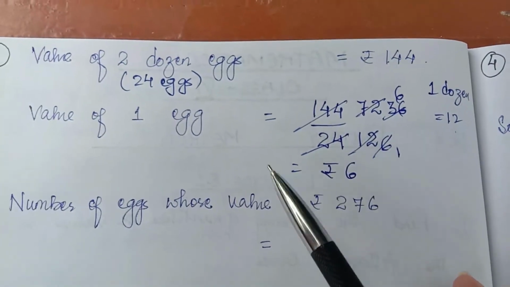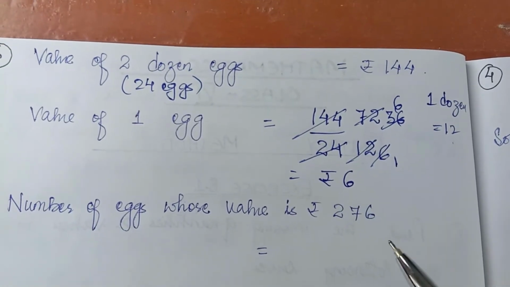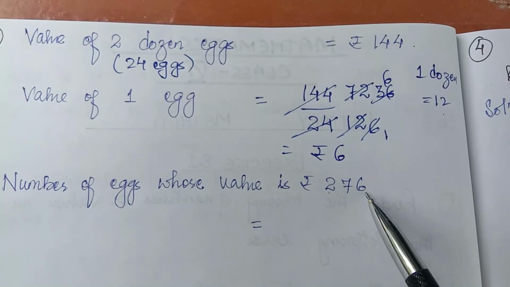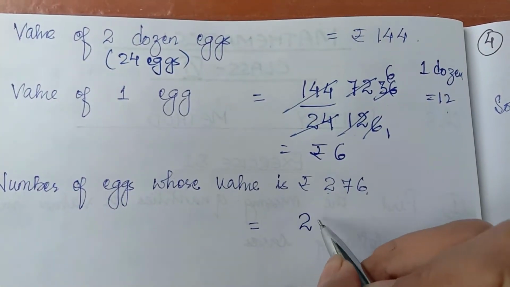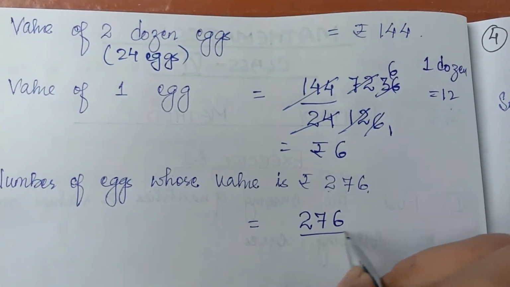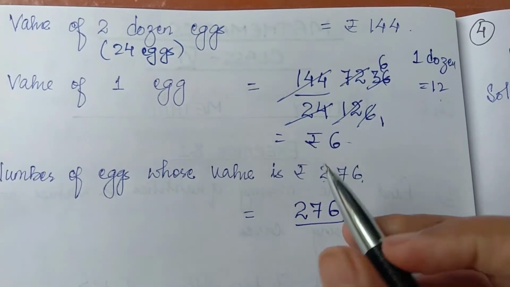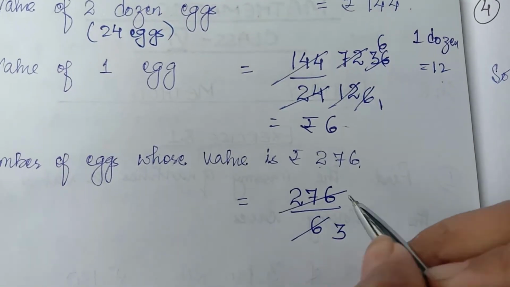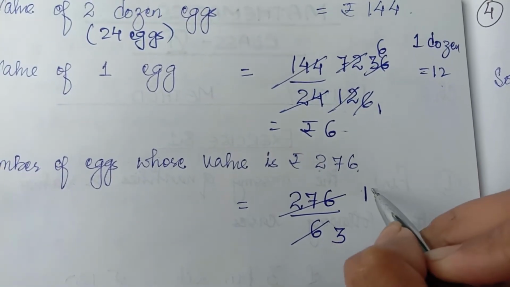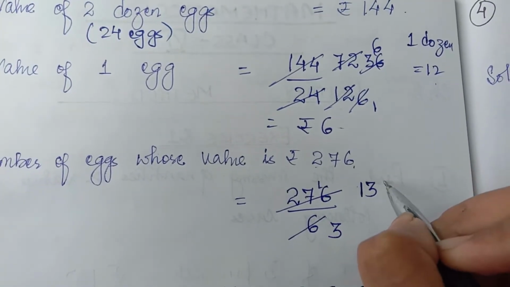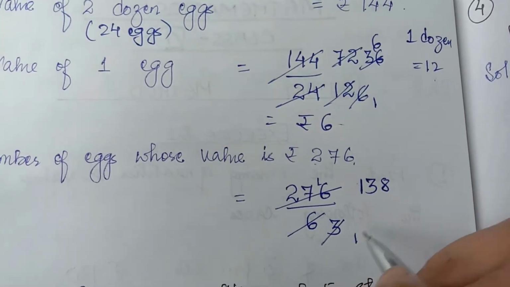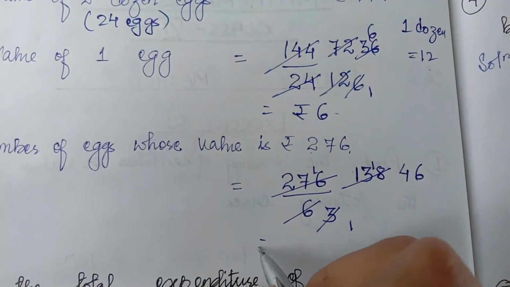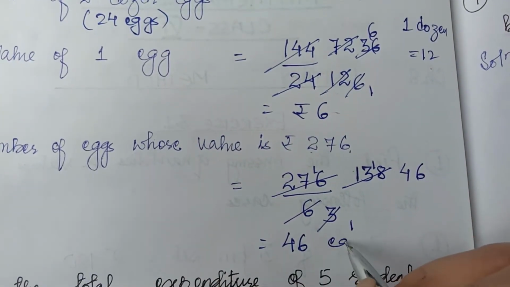Now if the cost of 1 egg is rupees 6, then we have to find the number of eggs whose value is 276. To find the number of eggs, we have to divide this total cost by the price of 1 egg, that is 6. Now 2 threes are 6, 2 ones are 2, 2 threes are 6, 2 eights are 16, 3 ones are 3, 3 fours are 12, 3 sixes are 18. That means we can buy 46 eggs.